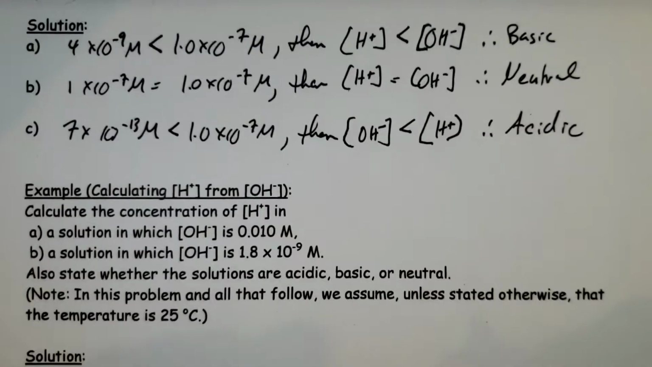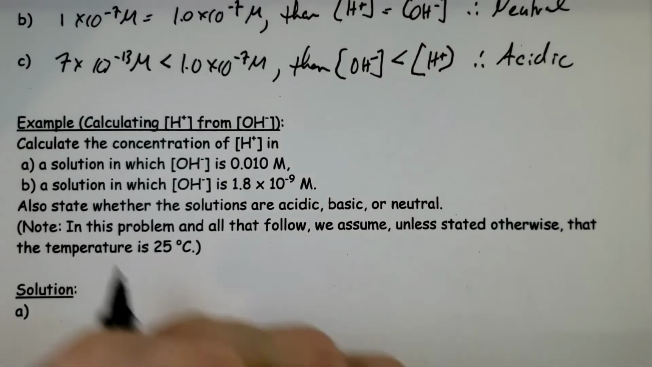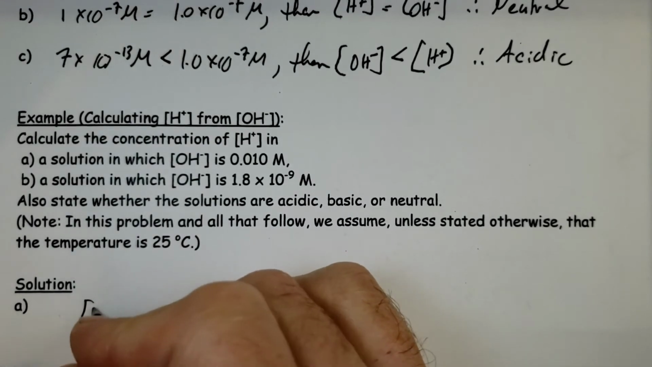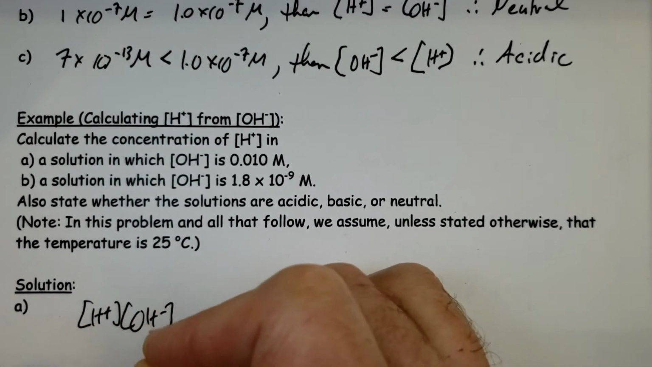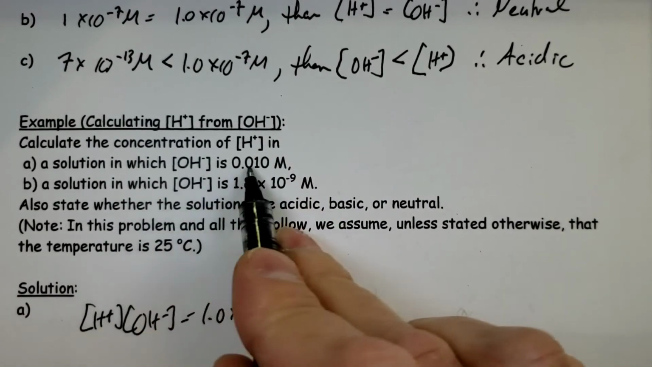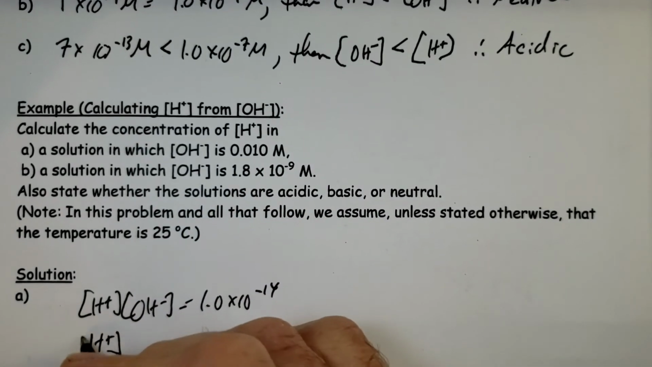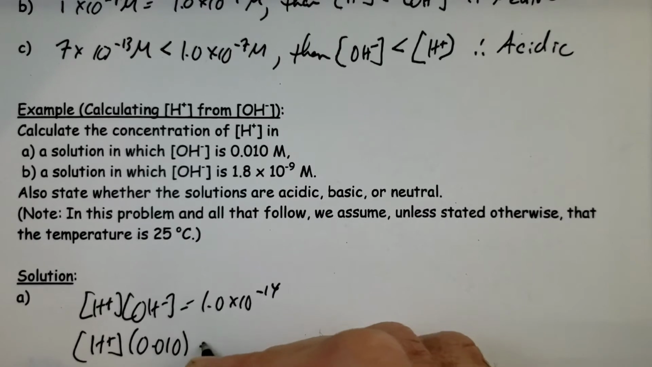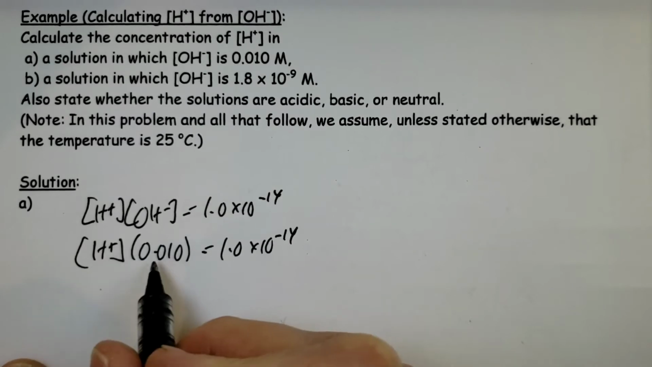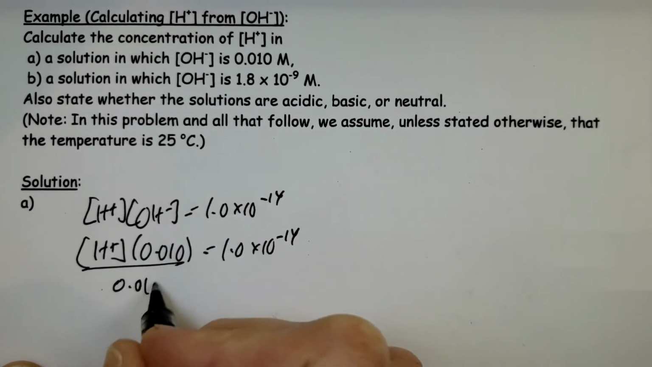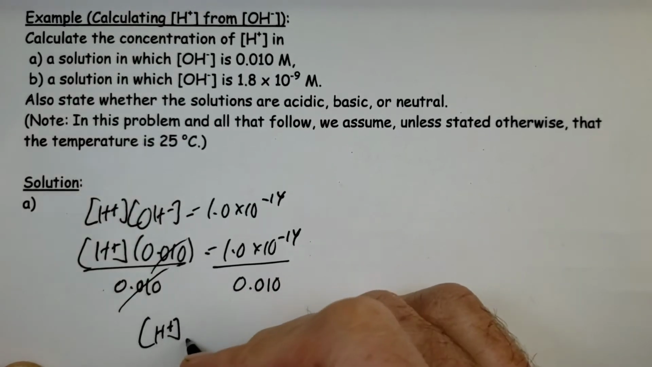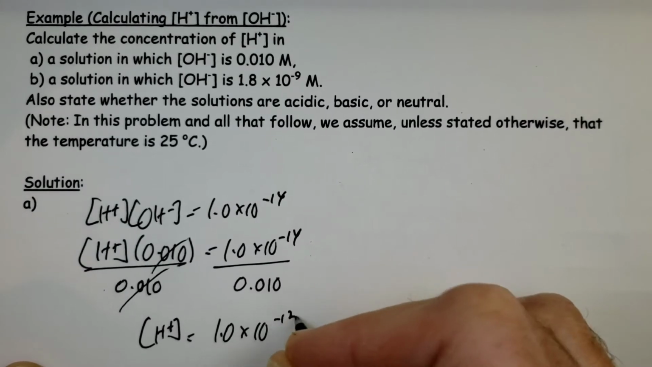All right, let's look at the next example. Calculate the concentration of [H+] in each of the following. If I have a solution in which [OH-] is this, or if I have a solution in which that, so let's take a look here. So [H+] times [OH-] must equal 1.0 times 10 to the minus 14. So if my [OH-] concentration is 0.010, to solve for [H+], it's [H+] multiplied by that. So all I have to do is divide by 0.010. And [H+] is equal to 1.0 times 10 to the minus 12.